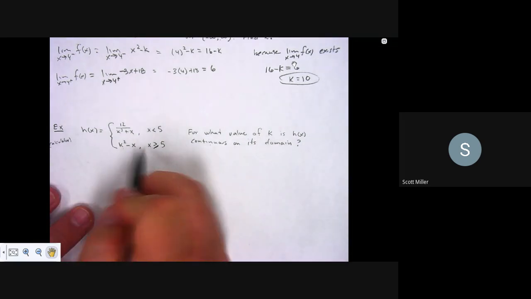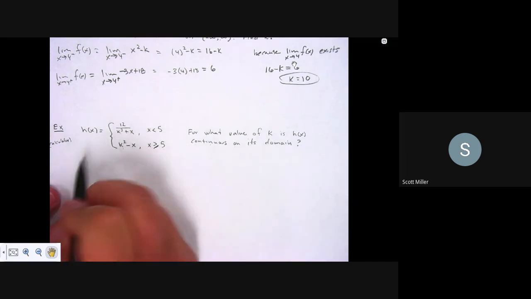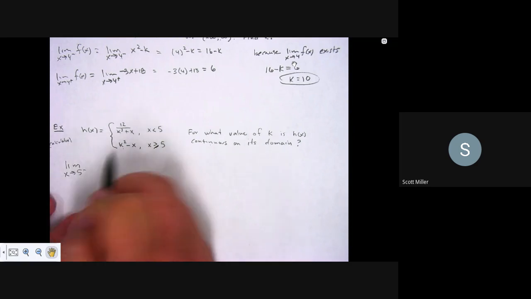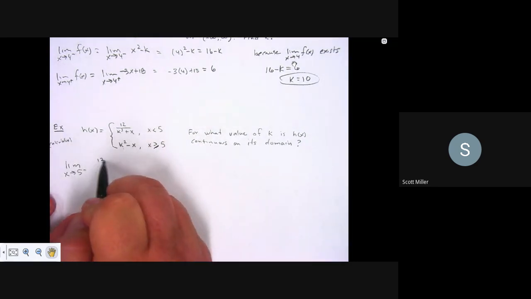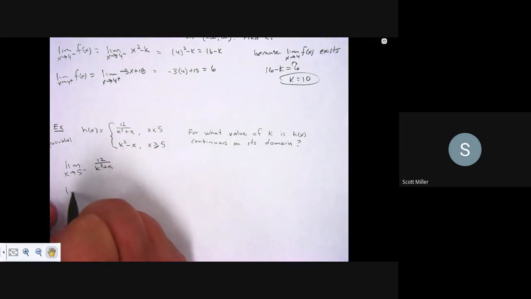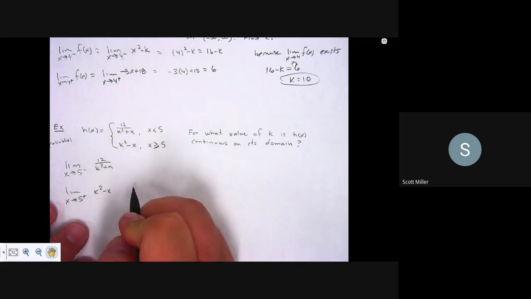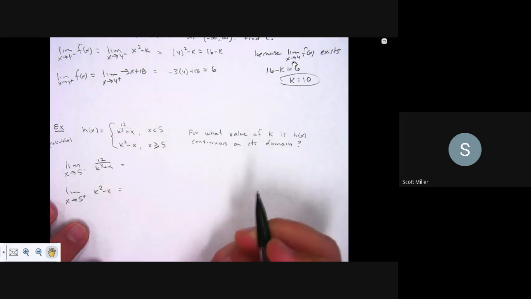So you have to check here to make sure that there is a value. You can see this is going to be a calculator problem. I'll show you how you can do this here in a minute. Let's go ahead and do our limit as x approaches 5 from the left. And that would be, we're on this piece right here. And then what is the limit as x approaches 5 from the right? And that means we're on this piece right here. And we can work each one of these individual pieces out.